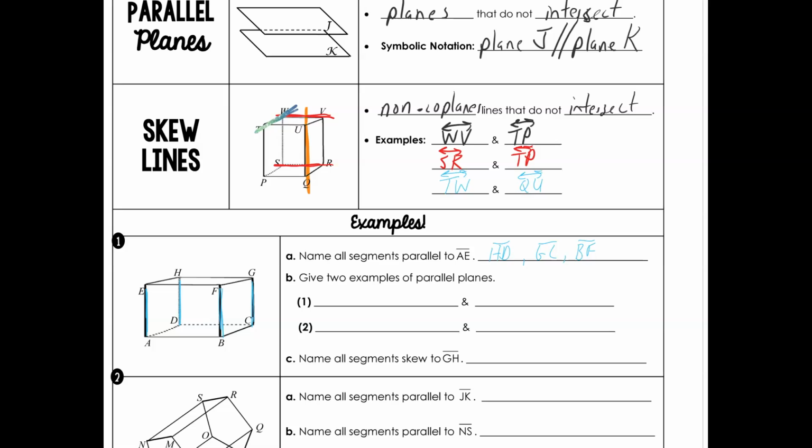Okay, so I highlighted the 3 segments that are parallel to AE, and I also wrote them in here using segment notation. All right, now 2 examples of parallel planes. Now there's actually 3 examples in the diagram. There's the top and the bottom, so this plane on the top and this plane on the bottom. There's the left and the right, and then there's the front and the back.